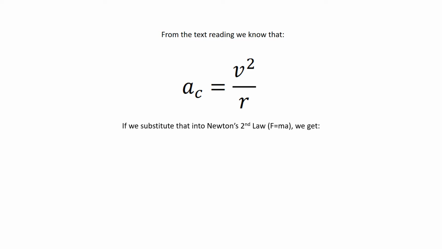And if we substitute that into Newton's second law, so if centripetal acceleration equals velocity squared over r, and we take F equals ma and swap the acceleration out for velocity squared over r, well then we get centripetal force is equal to the mass times the velocity squared divided by the radius.